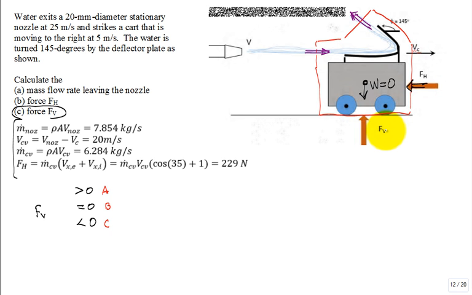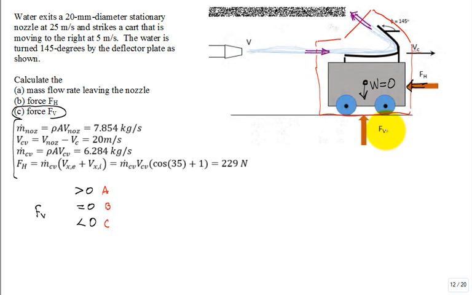True? So we have to have the orientation of F of V. It's pushing up on the bottom of the cart. Now, what happens to the fluid? It comes in with no momentum in the y direction. It goes out with momentum in the y direction. It had to be kind of pushed in order to gain that momentum in the y direction.